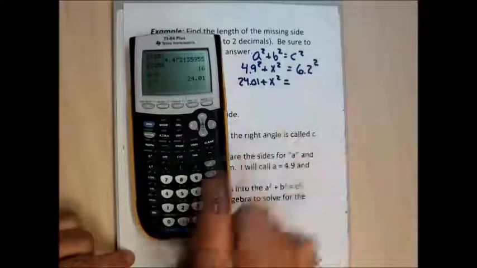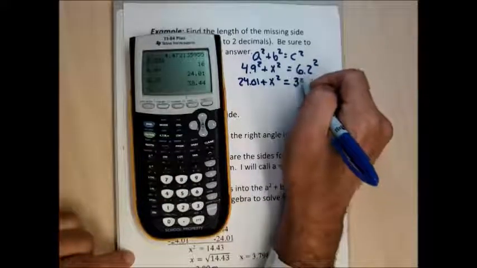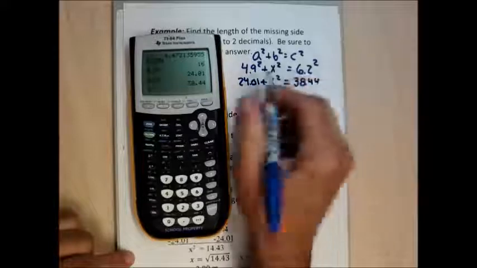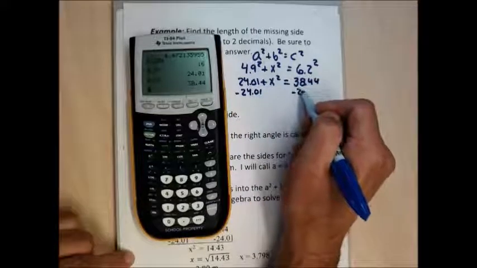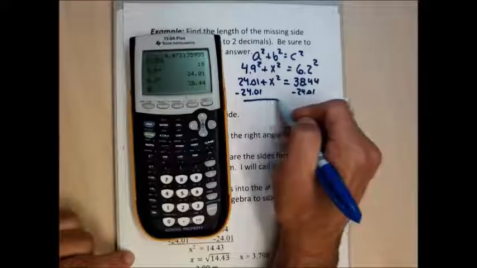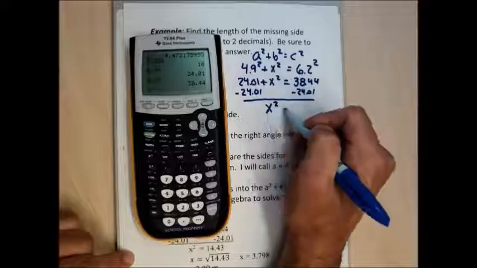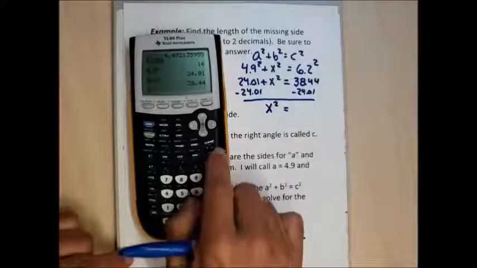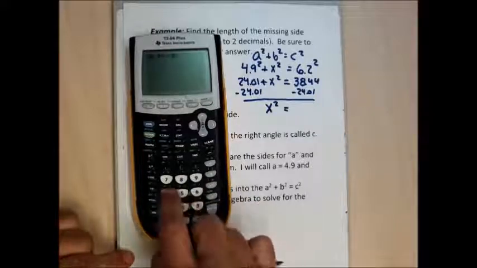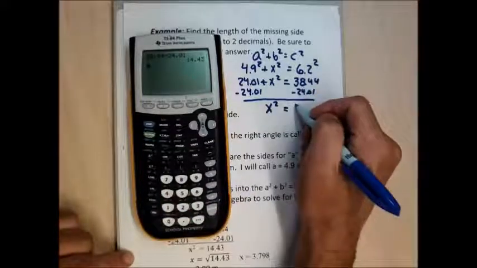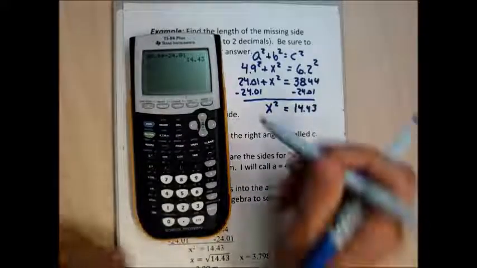On the right side, I need to know what 6.2 squared is. And 6.2 squared is 38.44. Just like the last problem, I need to isolate the x squared term, so I'm going to minus 24.01 from both sides. On the left-hand side, the 24.01s are going to cancel. It'll isolate the x squared. And on the right-hand side, I need to do 38.44 minus 24.01, and I get 14.43. And now I'm going to square root and round to 2 decimals.